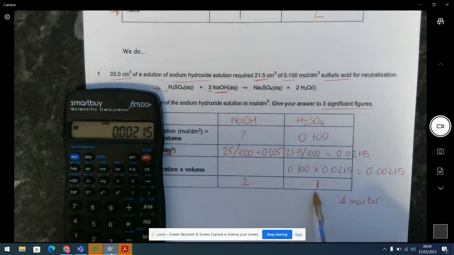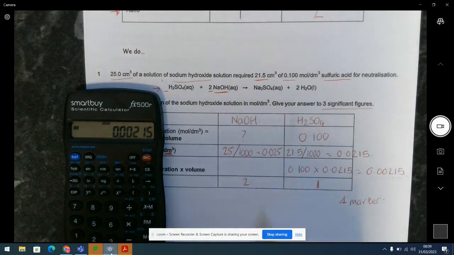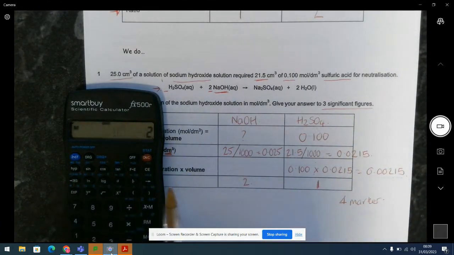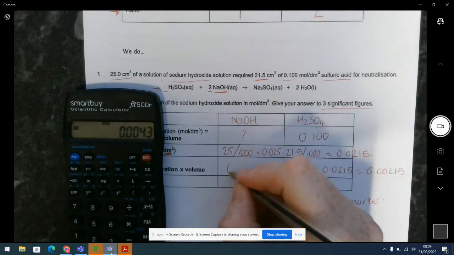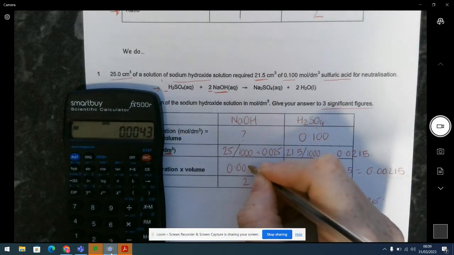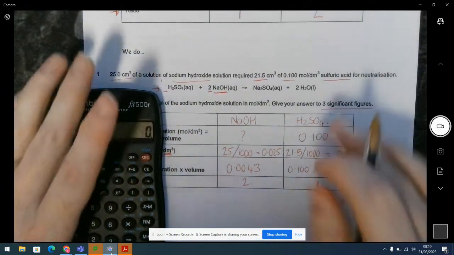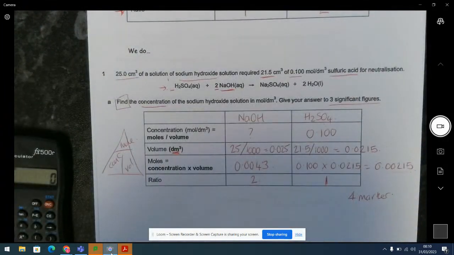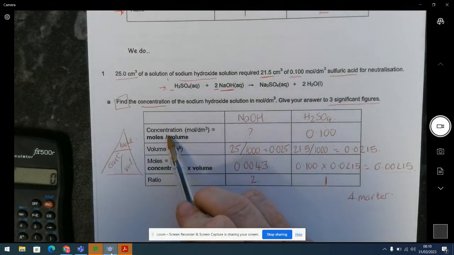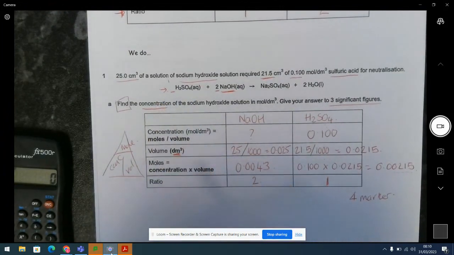But I now look at my ratio and I can see that actually I have to double the moles in order to work out the moles for sodium hydroxide. So I'm timesing that by 2, and that gives me a mole value of 0.0043 for my sodium hydroxide solution. So now I want to work out the concentration from the question. That's what it's asked me to find.